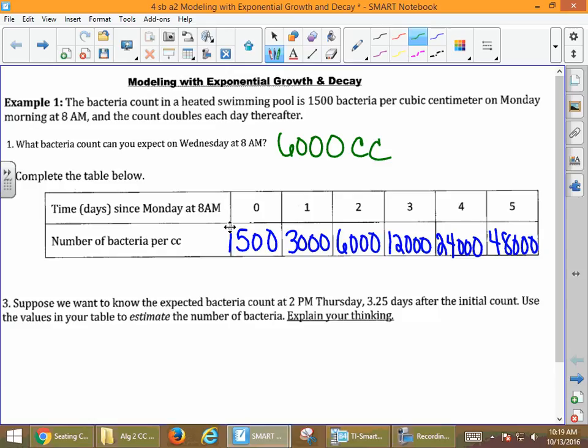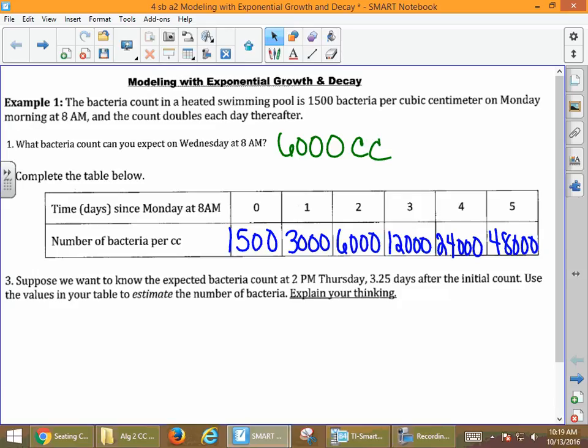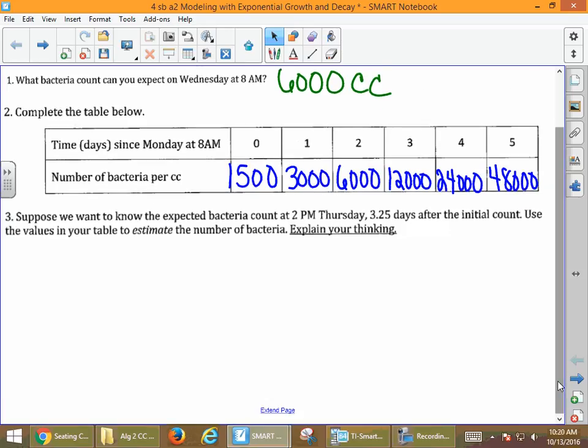So, suppose we want to know the expected bacteria count at 2 p.m. on Thursday, 3.25 days after the initial count. Can we use our table to help us estimate? We're not going to get it exactly, and we can put it in words, but how can we do that? You just take what it is at 3 days, and then you find out a quarter of that and add those together.